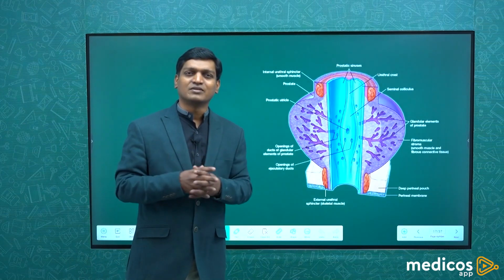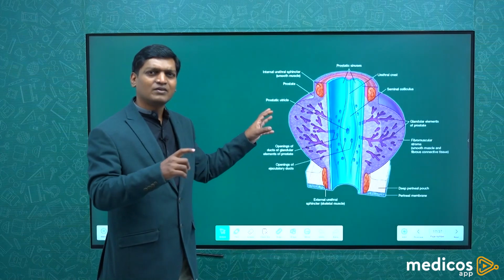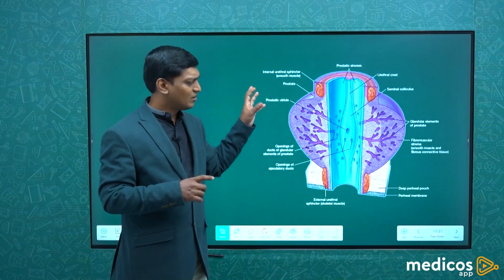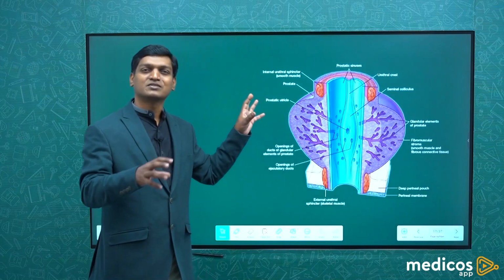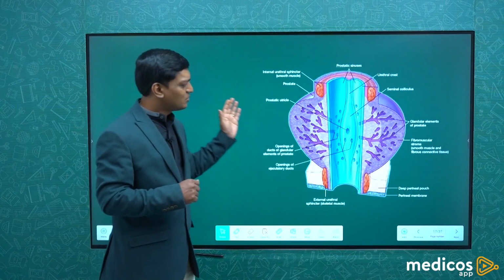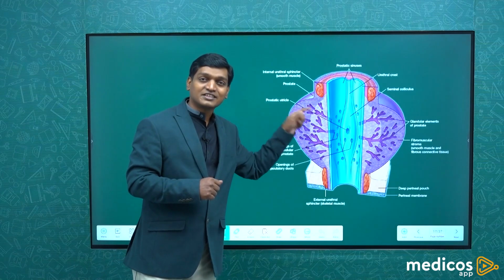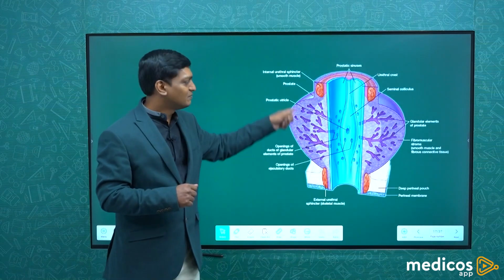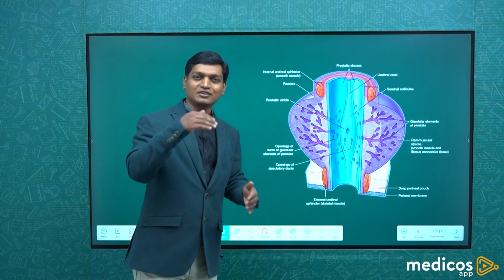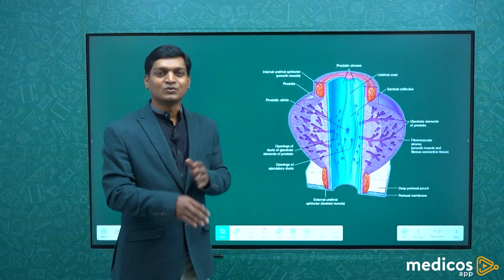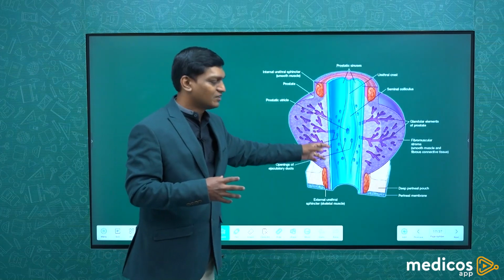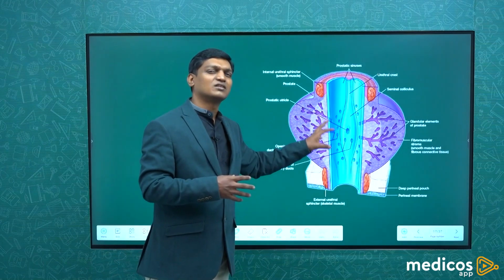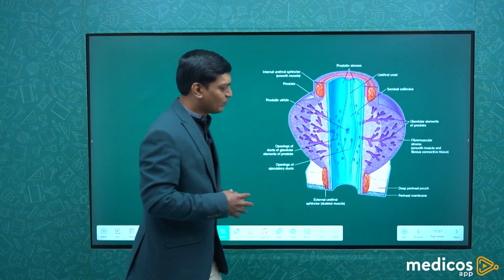So, how does it happen? In one word, we can say that it is a fibromusculoglandular organ: fibrous tissue, muscular tissue, and glandular tissue. So all things are there. And what are the structures that open into it? Because within this prostate only the urethra passes. So in the urethra we have several structures opening. This is called the prostatic urethra. So you need to know what are the structures that open into it.